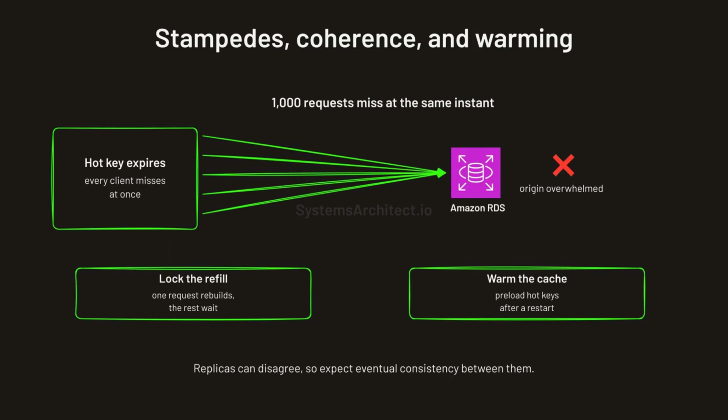The dangerous failure mode is a cache stampede, sometimes called a thundering herd. A popular key expires, 1,000 requests miss together, and they all hit the database at once. Cache stampede prevention means locking so one request refills while the others wait. Cache coherence is the matching problem across nodes, two replicas holding different values for one key. Most caches offer eventual consistency rather than strong consistency. You accept a window of staleness. Cache warming preloads hot keys after a restart so nobody pays for a cold cache.